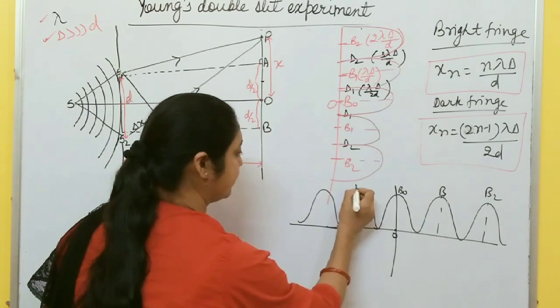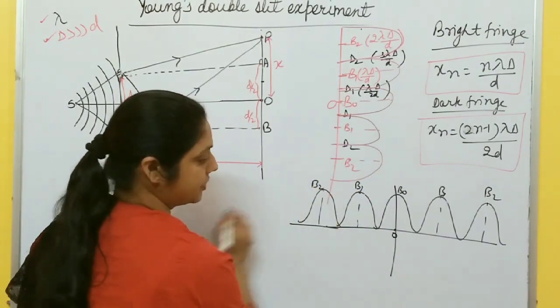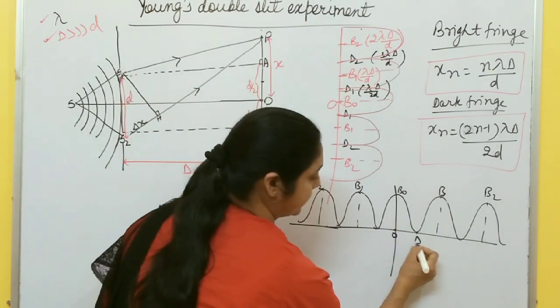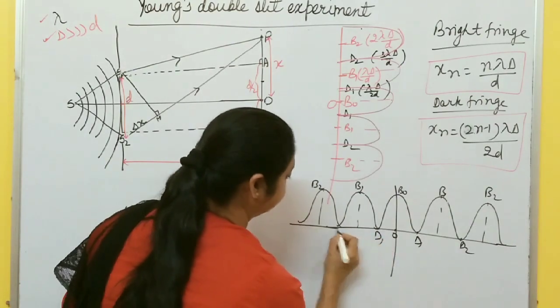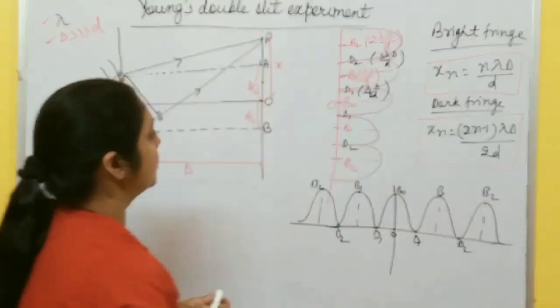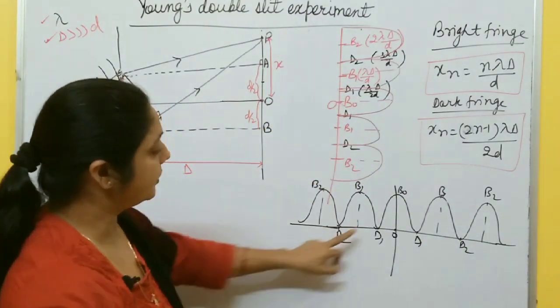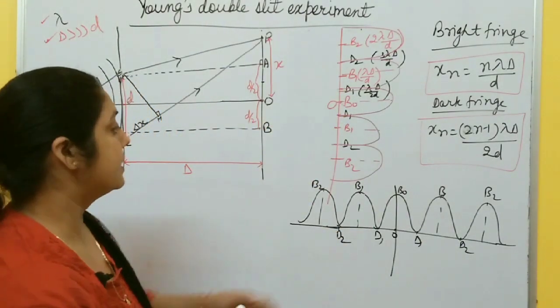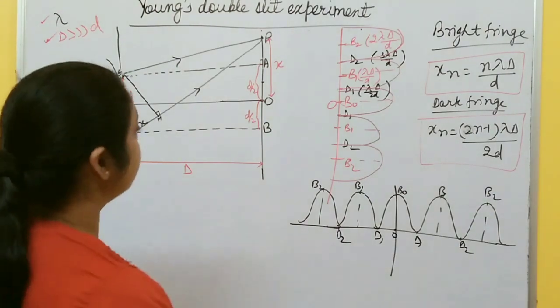Here, this one is the first bright fringe on the left side below the screen. This one is the second bright fringe. This one is the position for the first dark fringe. This one is second, D2. So on both sides of the screen, bright and dark fringes are formed, right? This is the intensity distribution pattern for Newton's double slit experiment.